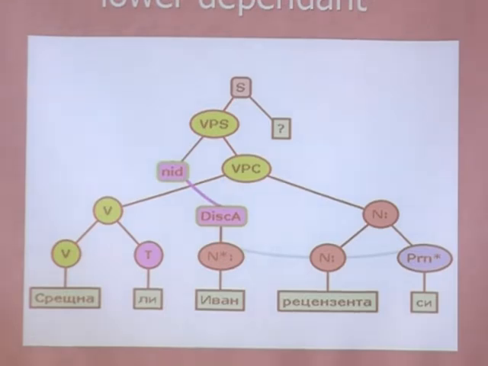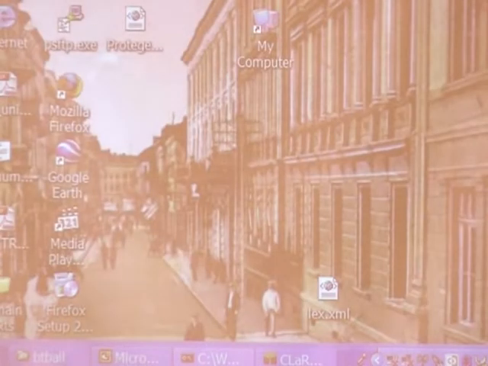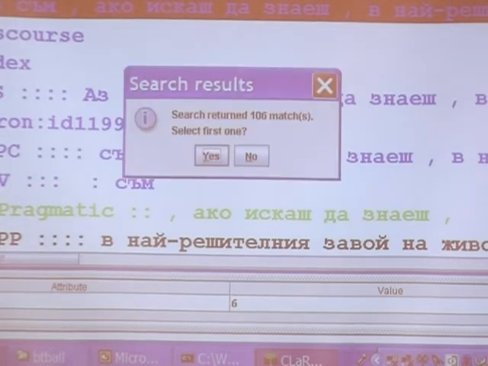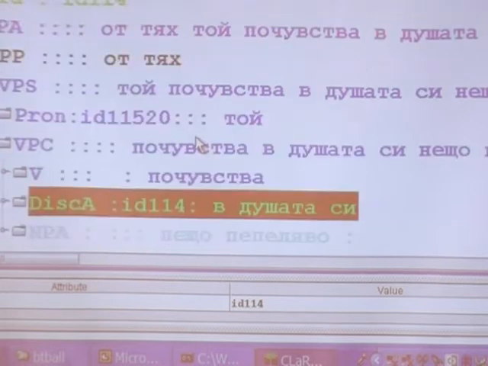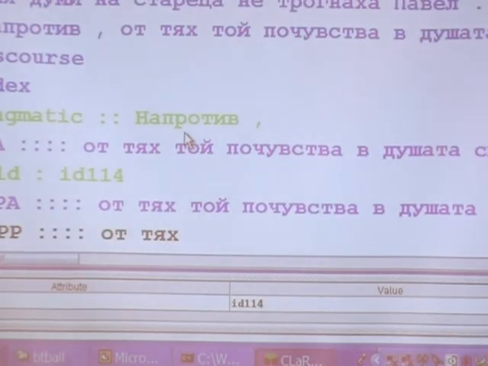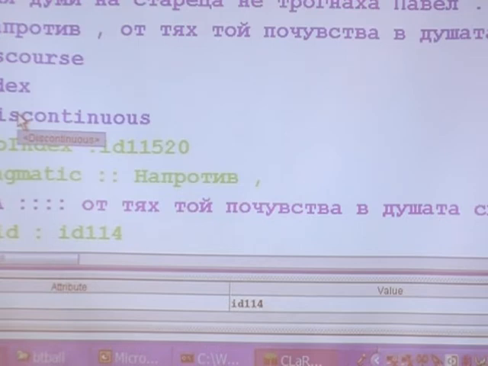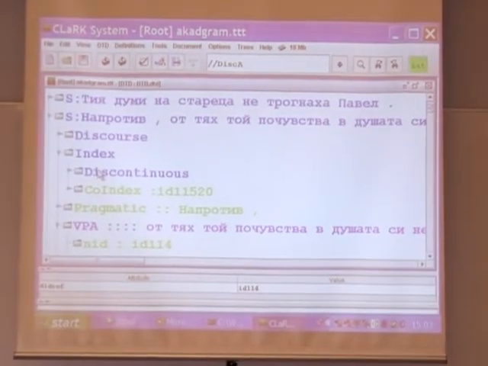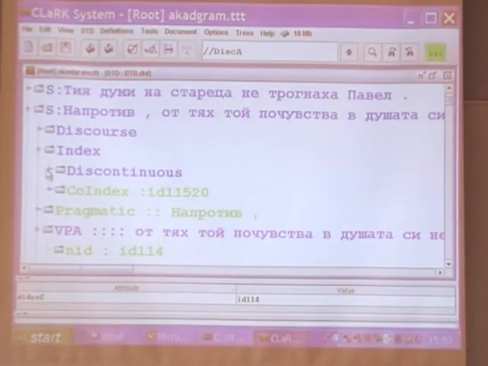I don't know, maybe it would be interesting to show you how it is done, not in the graphical view. Let's say here. Okay, in the XML tree, we have index. And within this index, I said we manage three types of relations: coreference, discontinuity, and ellipsis. And here, we have discontinuity and some kind of coreference.